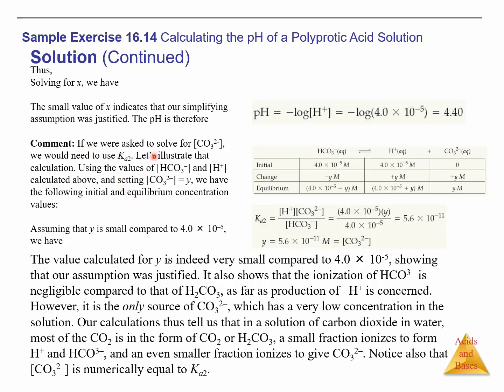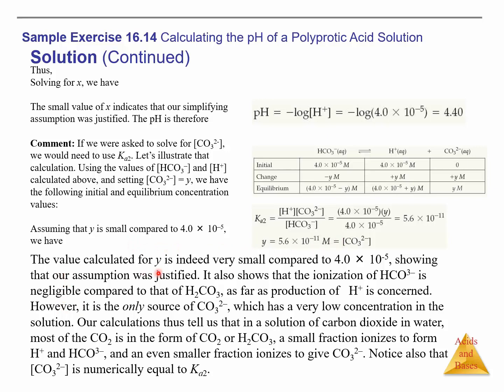Now, if we are asked to solve for the molar concentration of CO3 2-, we would need to use Ka2. Let's illustrate that calculation using the values of HCO3- and H+ calculated before, and setting the change as y. In this table, the concentration of HCO3- is this from the previous equilibrium, and H+ is also this. CO3 2- is 0. With the expected change, we put y to differentiate it from x: minus y, plus y, plus y, and the equilibrium concentration equals this. Now we use Ka2. So this goes with this, and y equals this value, which is the molar concentration of CO3 2-. And we assume that y is small compared to this value.